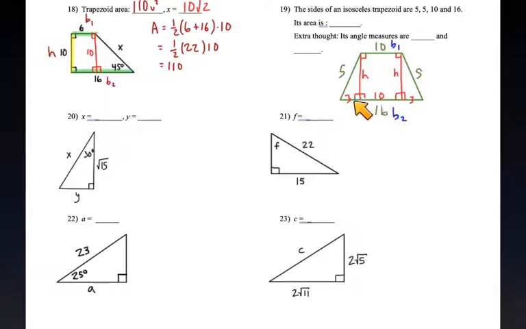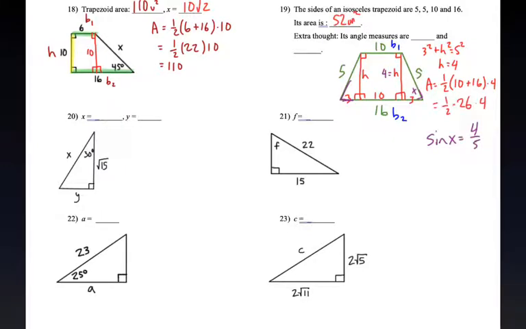16 minus 10 leaves us 6. Therefore, the 3 and 3 are there. From there, we get that the height is equal to 4. And now we're good to go with our area formula. 1/2 times 10 plus 16 times 4. Area is 52 units squared.